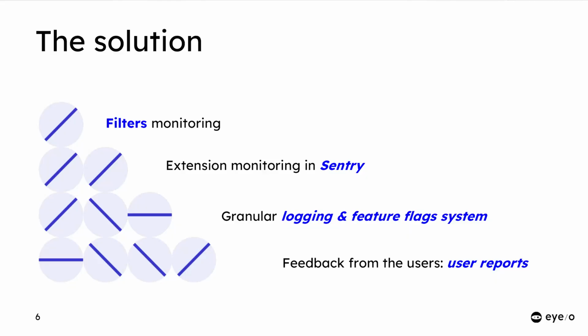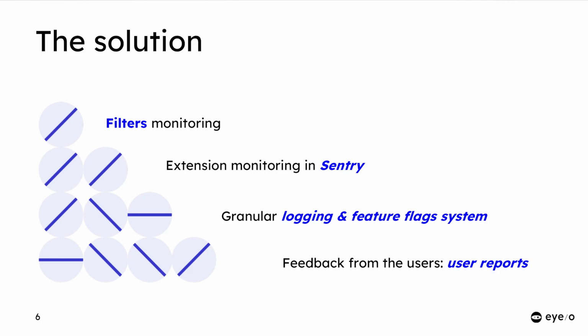First one is filters monitoring. Filters are the brain of our extension, telling us what to block. The ones mostly used by our users are the ones maintained by the community. And we have the responsibility to also ensure that they are healthy when they reach our users.